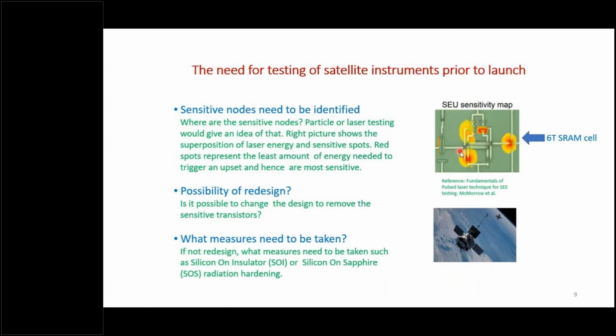So once these are identified, one has to look at the possibility of redesign to remove the sensitive transistors, or if there are measures like radiation hardening, silicon on insulator, or silicon on sapphire that are required to protect the circuit against the bombardment by cosmic particles.